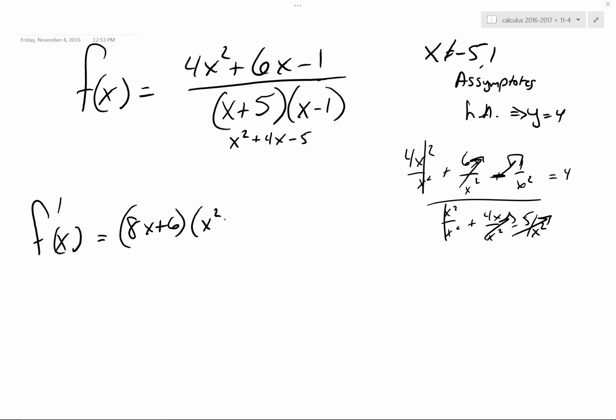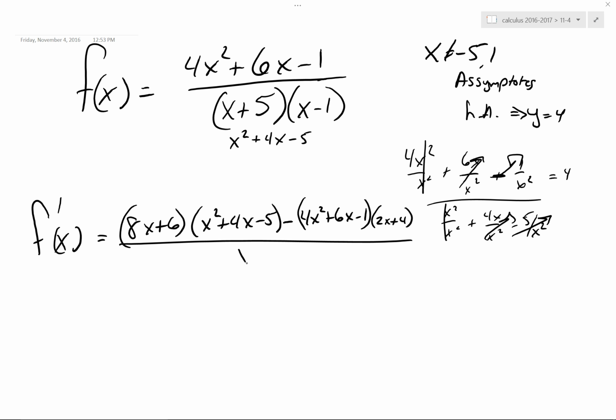Times the bottom. Minus the top. Times the derivative of the bottom, which is 2x plus 4. Over the bottom squared. Couldn't I have taken these guys and squared them too? I suppose it's the same thing. It's the same thing. Literally. Let's distribute, shall we?